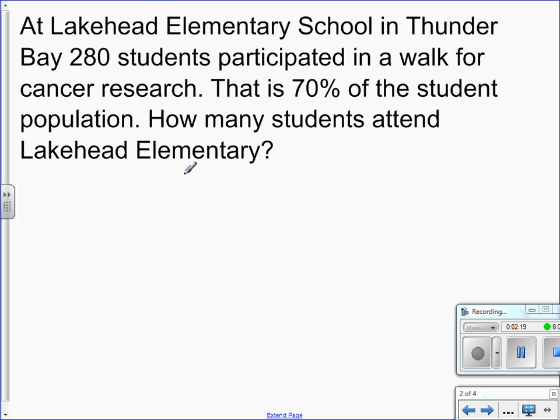This is one that we didn't do today. Lakehead Elementary School in Thunder Bay, 280 students participating in a walk for cancer research. That's 70% of the student population. How many students attended Lakehead Elementary? Well, to find out what 70% of the students were, if you had the amount of students that were in the school, and you wanted to find out what 70% of that amount was, you would take that number, we're going to call it n, and you'd multiply it by 0.7, and then you would get 280.